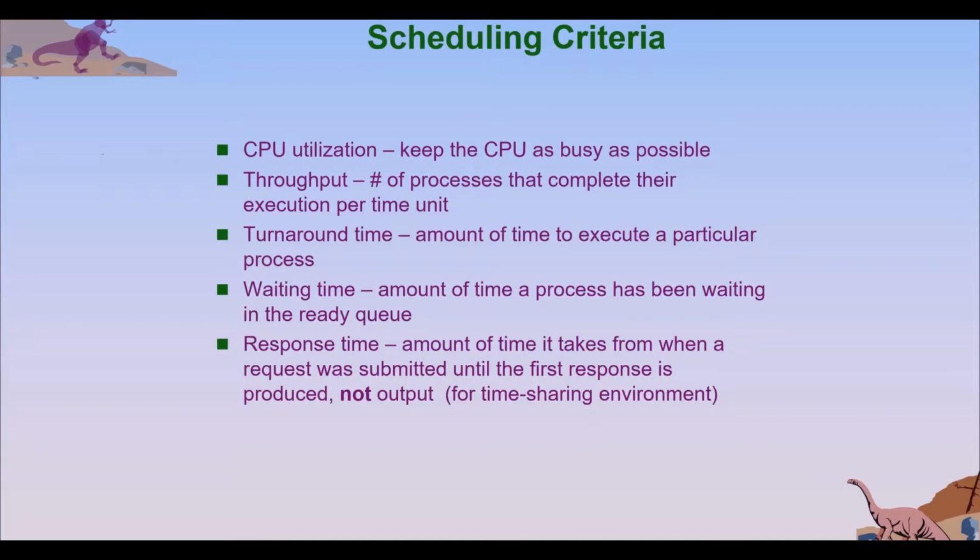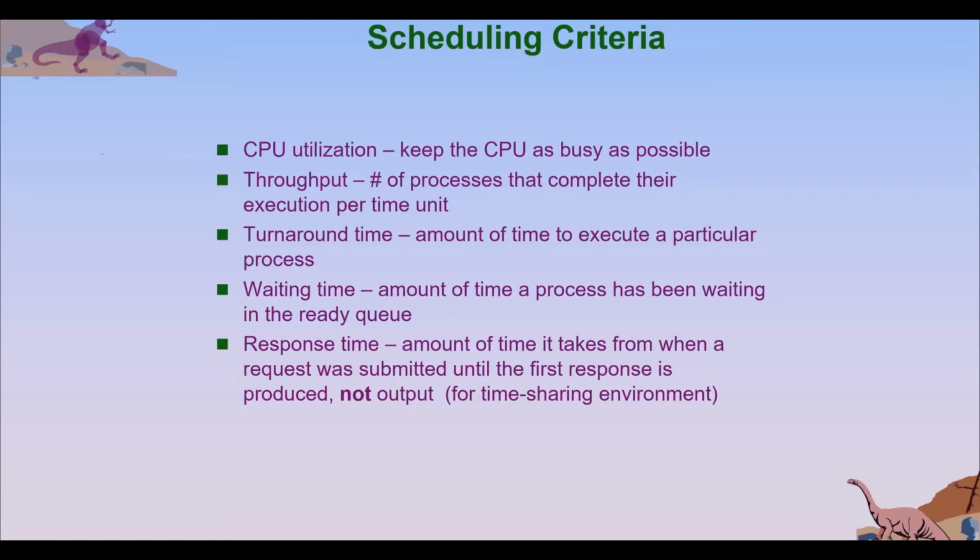Next is the response time. This is the amount of time it takes from when a request was submitted until the first response is produced, not the output. So response time is the time taken to start responding to a request. A scheduler must aim to minimize the response time for interactive users. So these are our criteria for CPU scheduling.